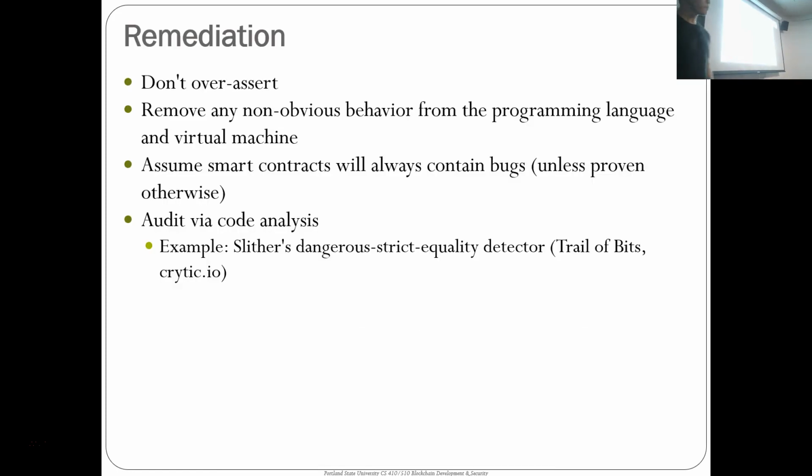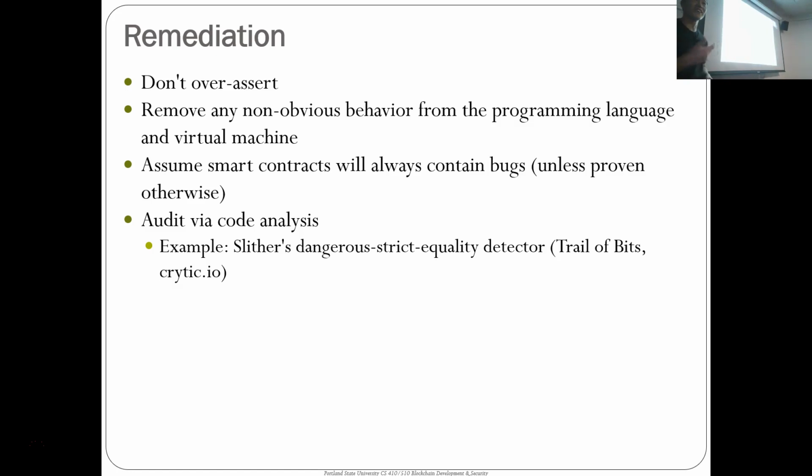Okay, so the remediation for this is to not over-assert, remove any of the non-obvious behavior from the programming language in the virtual machine or understand it before you use it, and then always assume that the smart contract has bugs.